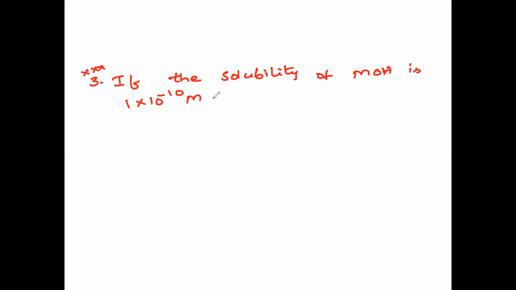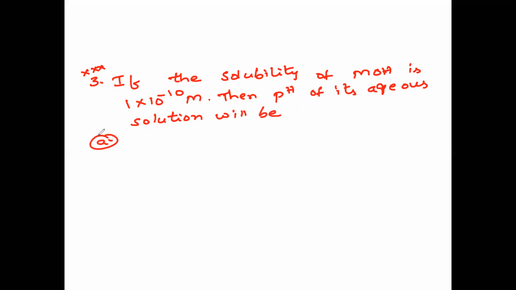Then the pH of its aqueous solution will be? So they are asking us to find pH also by using the solubility product. The aqueous solution will be very important. Extension problem. Option A, it is 11. Option B, it is 9. Option C, it is 13. And option D, it is 5.